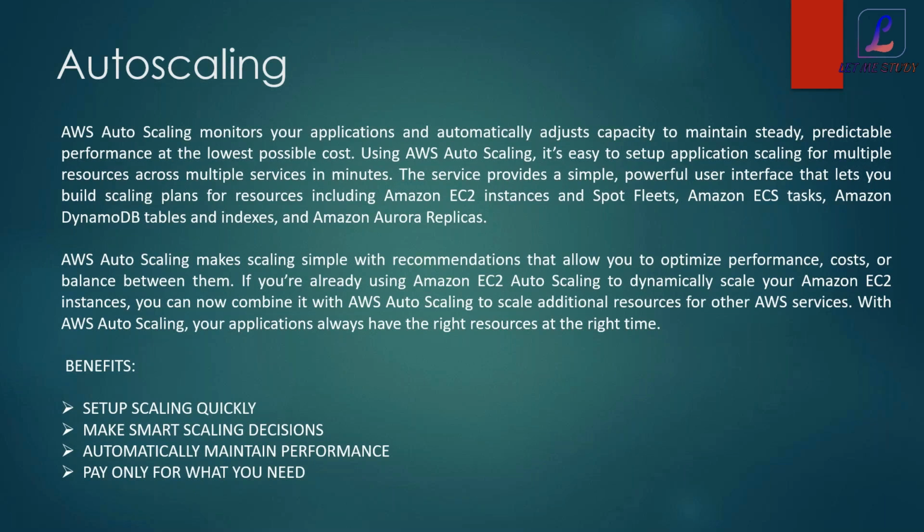I have different slides to explain that, but I just wanted to give a quick introduction. Auto scaling is not only supported for EC2, it is also supported for ECS, DynamoDB tables, and Aurora. Aurora, as I told, is a native Amazon database product with a lot of features compared to RDS.